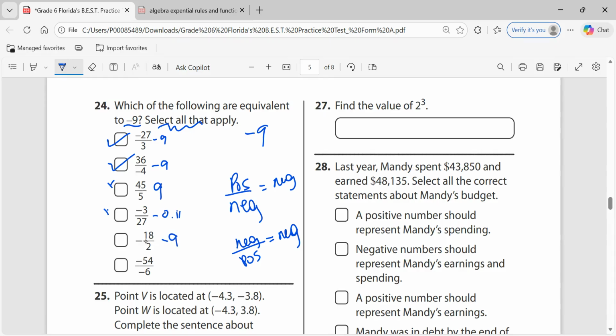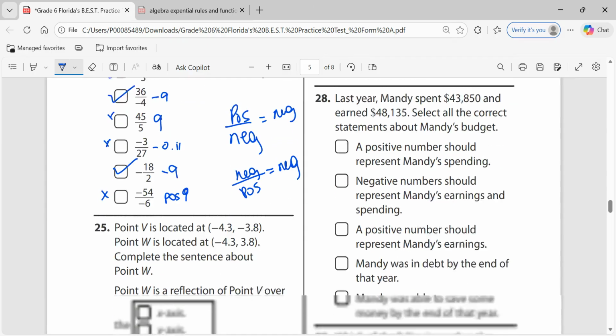That is negative 9. So yes, negative 54 divided by negative 6, a negative divided by a negative is a positive. So that's positive 9. And so nope, that doesn't work. Your answers are A, B, E.